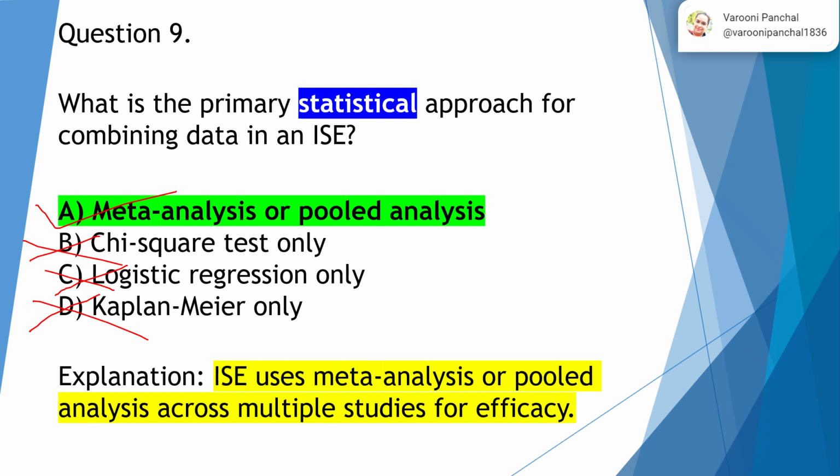Now remember one thing, ISE and ISS, they are the combination of multiple studies. So that you need to do the pooled analysis. That is why we use the meta-analysis, which is nothing but your pooled analysis.